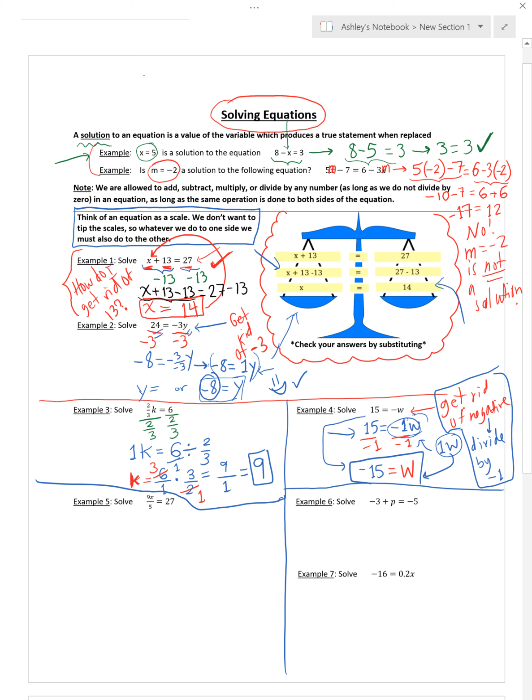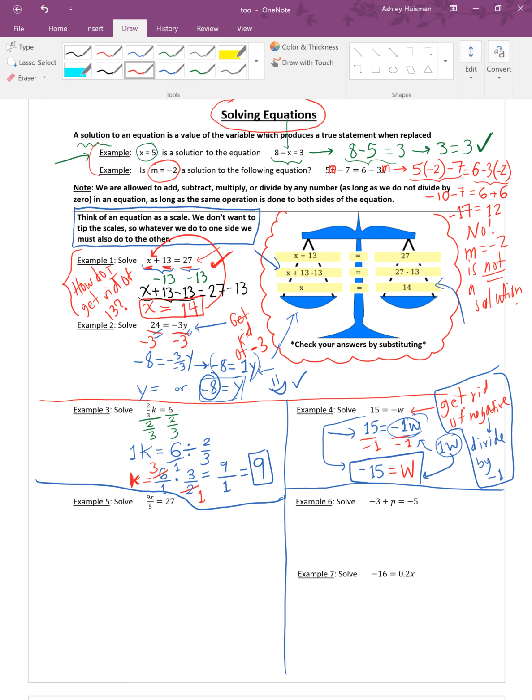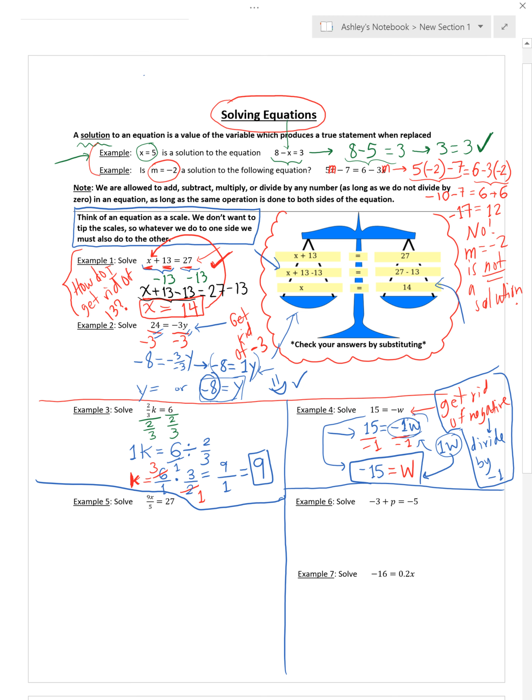All right, let's see. So example 5, I think we'll actually learn a good lesson in this one. I'm looking at example 5, and it kind of looks like example 3, except instead of my variable just being to the right of the fraction, it's involved in the fraction. But I think it might make it a little easier if I rewrite it as 9/5 times x. Is that a legal move to make? Can I do that? I think so.